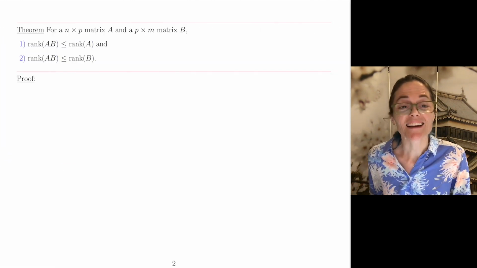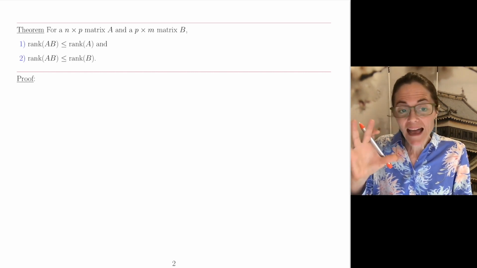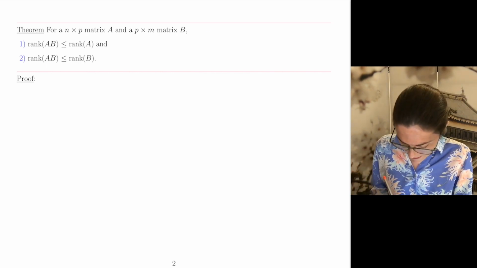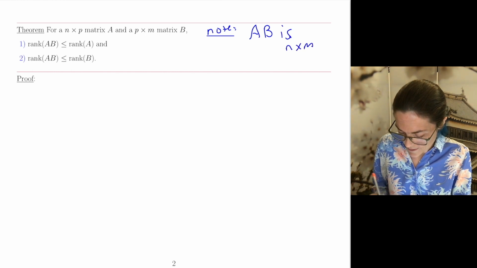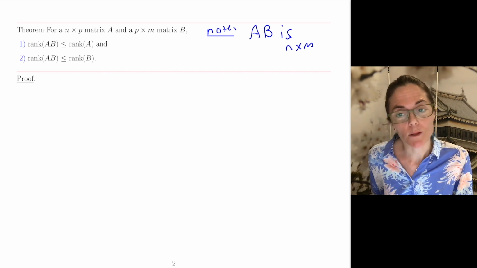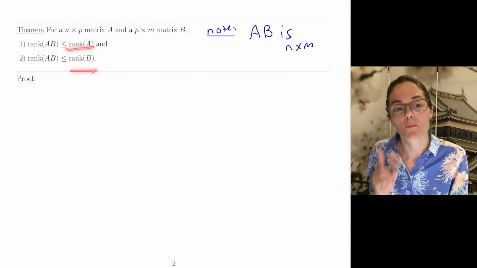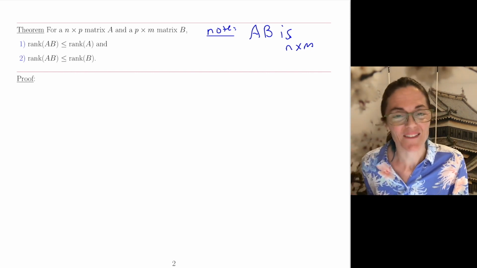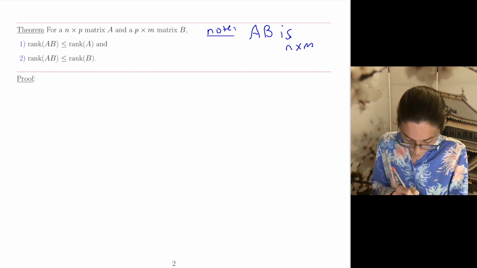So here is something much more powerful that I want to prove. You have an n by p matrix A and a p by m matrix B. So we can immediately notice that we can multiply A times B, and AB is n by m. But the statement is that the rank of the product is less than or equal to both the rank of A and the rank of B. This is something you can use, and it's very powerful. In fact, we will do an example right after this. It's very short, just using this theorem. But let's prove it. So first of all, we will prove one.